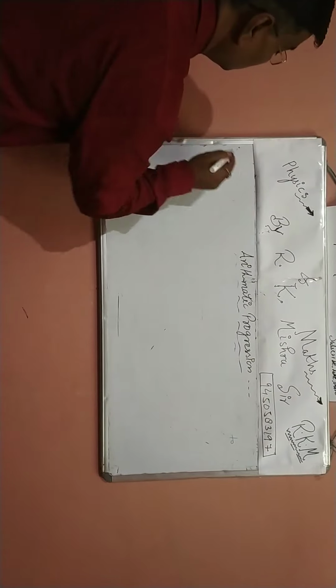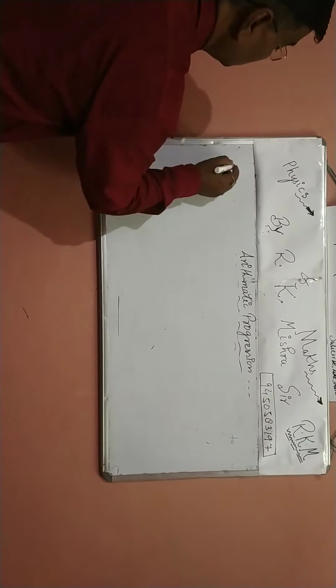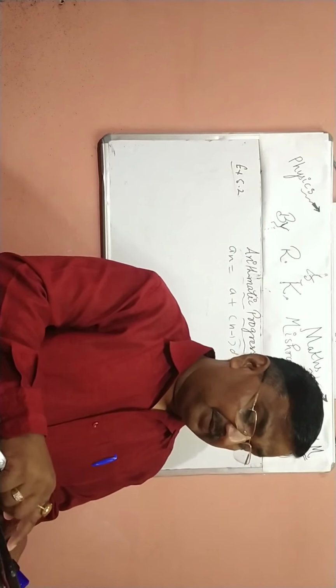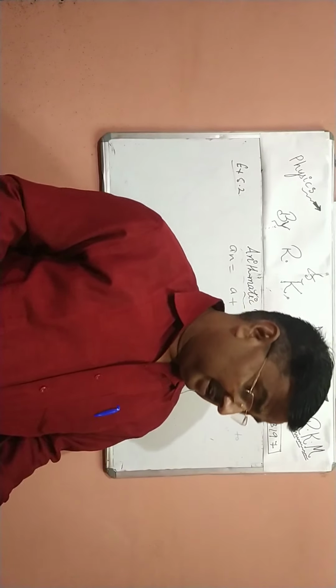Exercise 5.2, an is equal to A plus n minus 1 into D. The first thing is an, second A, n, D. There are 4 terms in this formula. If 3 terms are given, then you can find the 4th term. Question number 1 is related to this. A, D, n and an, the table is given. You have to find the missing one. You can see the table here.